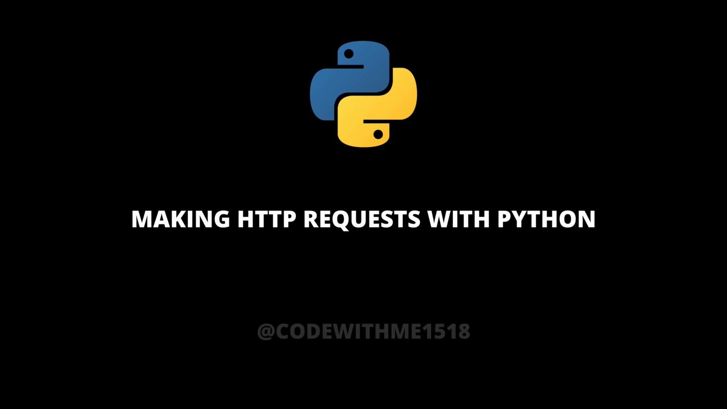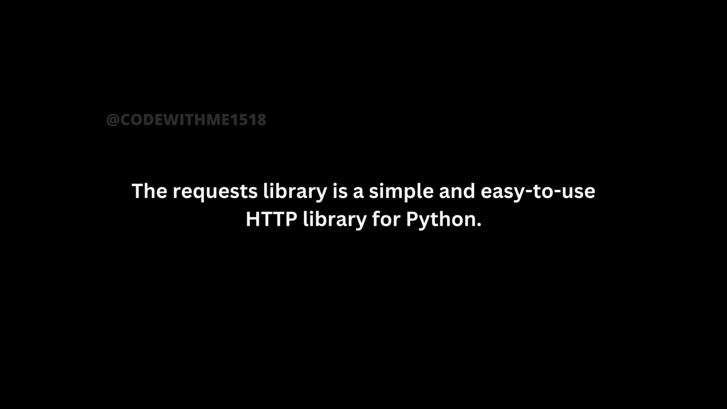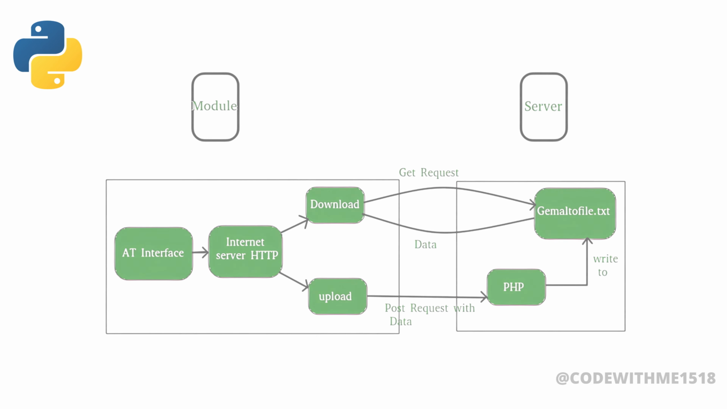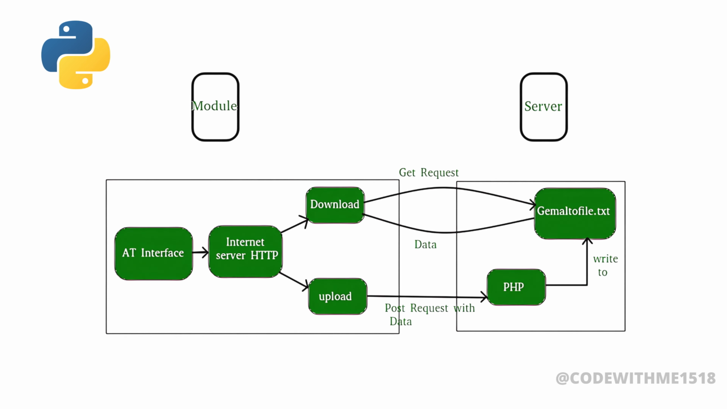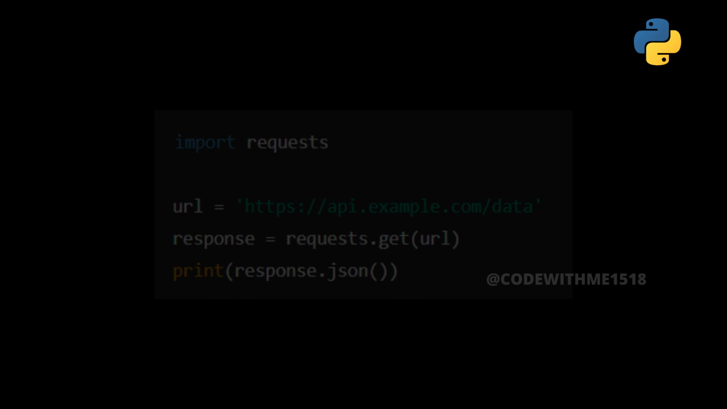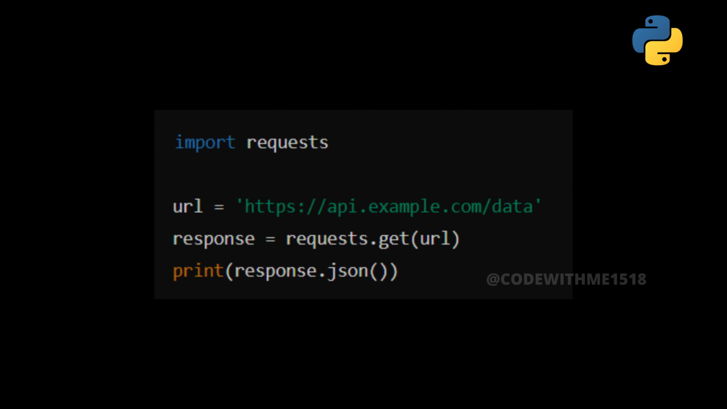To interact with an API, we need to make HTTP requests. We can do this using the requests library, which we've already used for web scraping. Here's how you can make a simple HTTP GET request to an API. In this example, we use requests.get to fetch data from the API and response.json to parse the response as JSON.